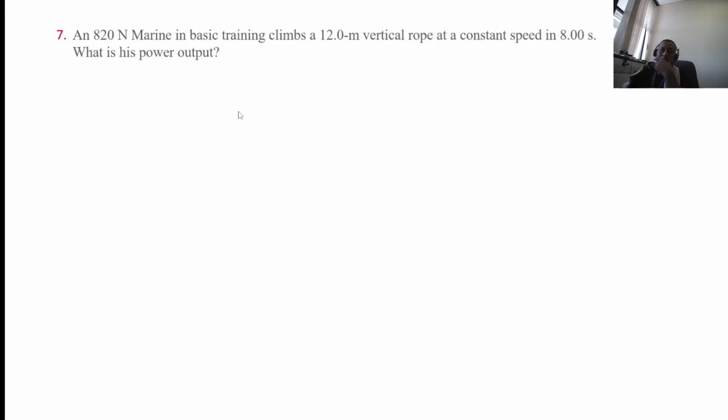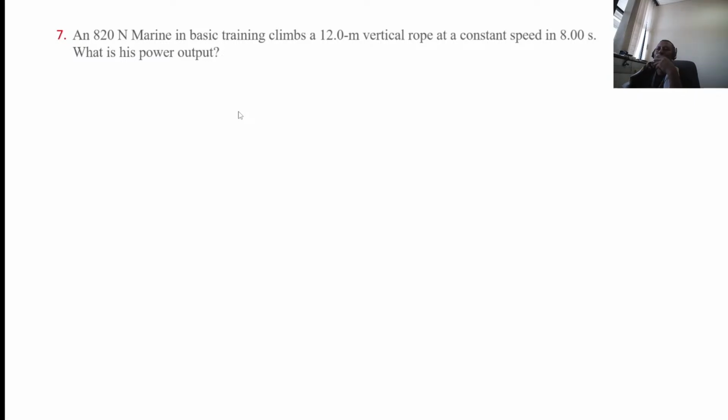Good. Number 7. What is this one? I didn't read about this one. I did this workout, by the way. I wrote it last week, therefore I forgot about it actually. It says, an 820 Newton Marine in basic training climbs a 12-meter vertical rope at a constant speed of this much. Constant speed, zero acceleration. What is the power output?